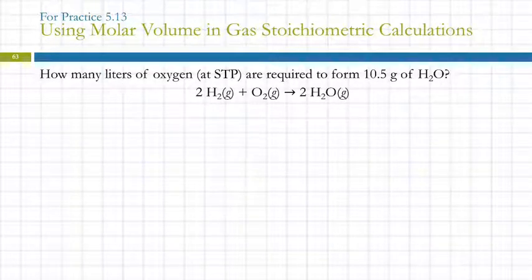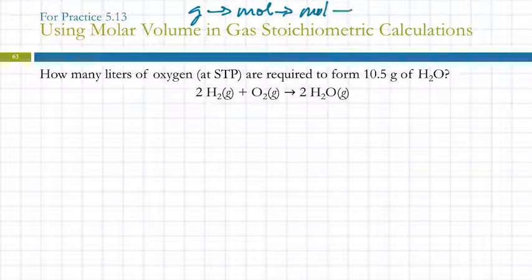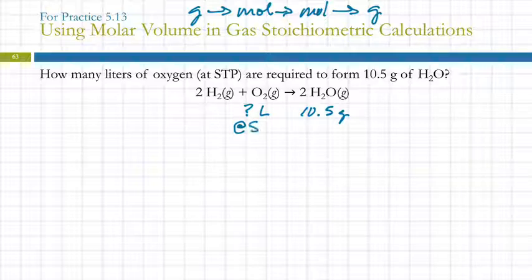How many liters of oxygen at STP are required to form 10.5 grams of water? The balanced chemical equation. So this is stoichiometry, grams to moles, to moles to grams. Let's write down what we've got here. We've got 10.5 grams of H2O. And it's asking how many liters of oxygen, question mark, liters at STP. That's an important piece of information.